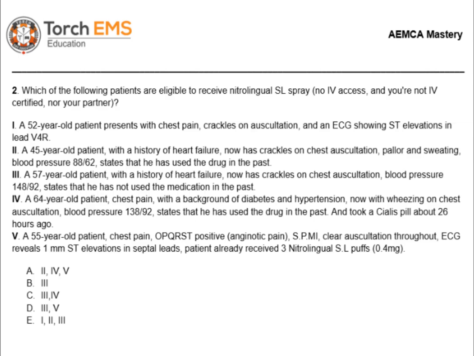Choice number 4, a 64 years old patient with chest pain with background of diabetes and hypertension, now with wheezing on chest auscultation, blood pressure is 138/92, and he stated he has used the drug in the past and took Cialis pills about 26 hours ago. And choice number 5, a 55 years old patient with chest pain, OPQRST positive with anginotic pain, status post-MI, clear auscultation throughout, ECG reveals 1 mm ST elevations in septal leads. Patient already received 3 nitroglycerin sprays, 0.4 mg each.